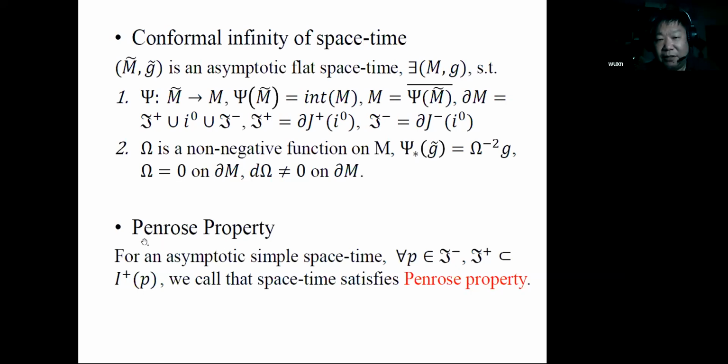There is another very important thing, which we call the Penrose property. An asymptotically simple spacetime satisfies the Penrose property if, for any point P belonging to past null infinity, the set I plus of P has a certain property. If such a property holds, we say the spacetime satisfies the Penrose property.